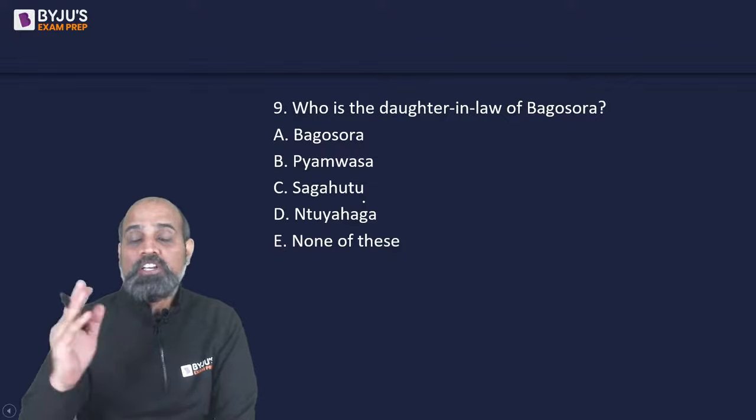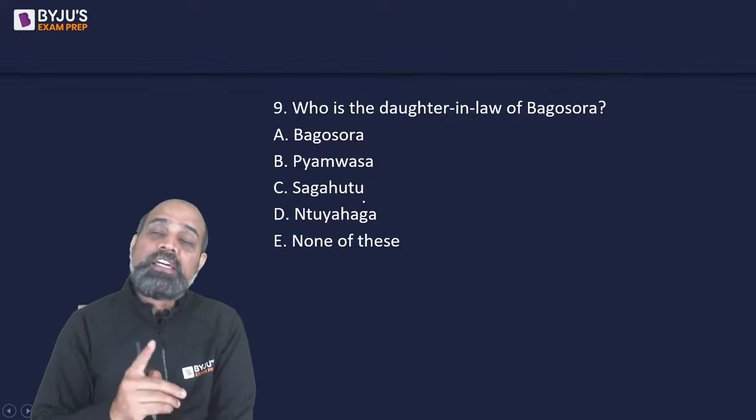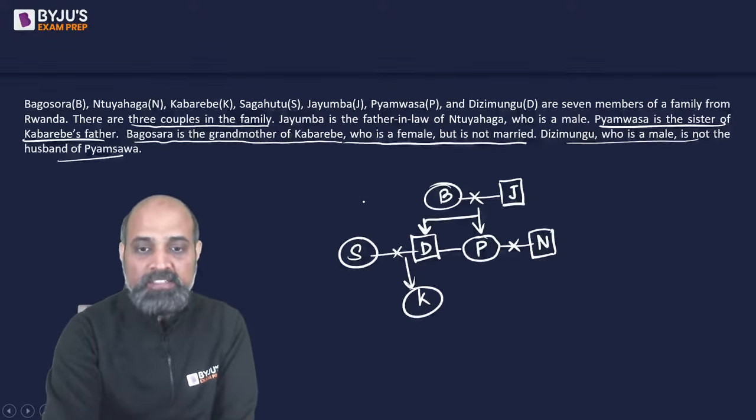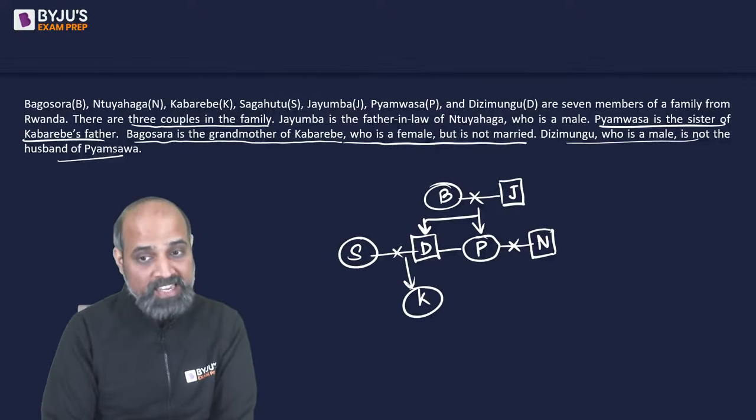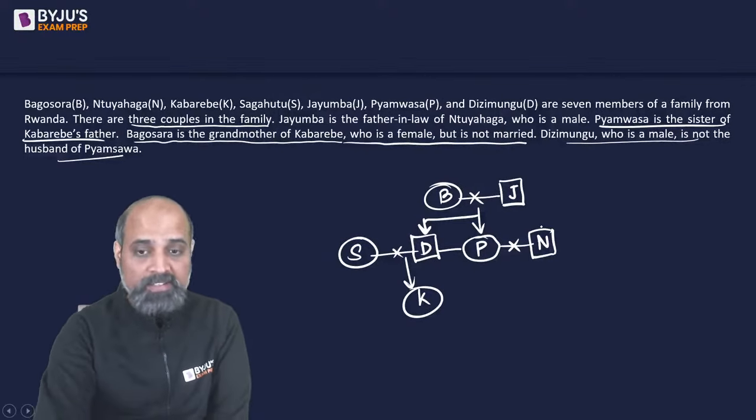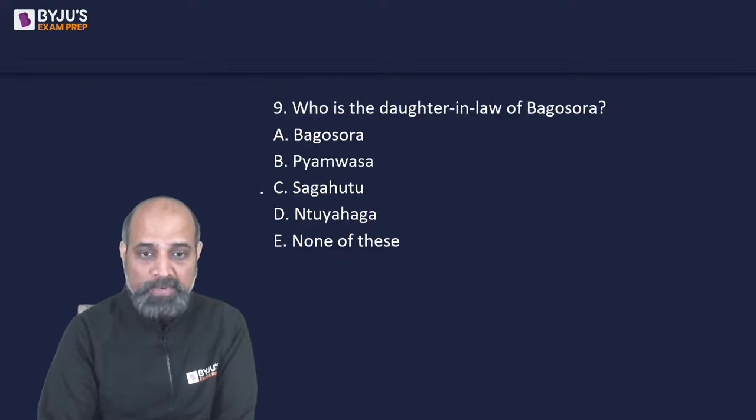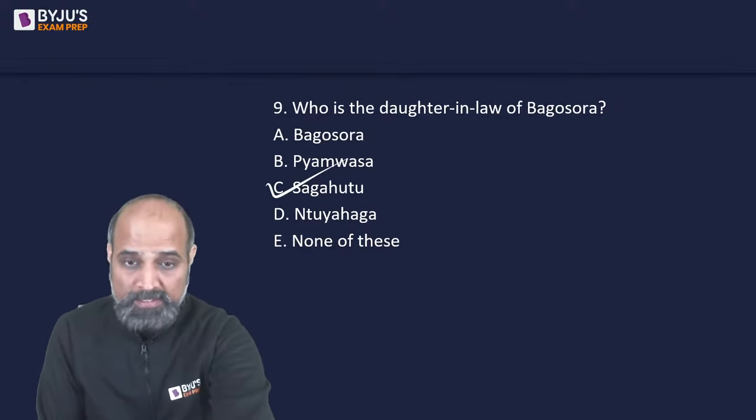And who is the daughter-in-law of B? Daughter-in-law is going to be S, right? B ki daughter-in-law is S and son-in-law is N. So the daughter-in-law is going to be C option, S.